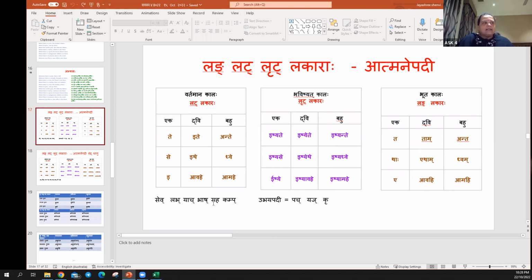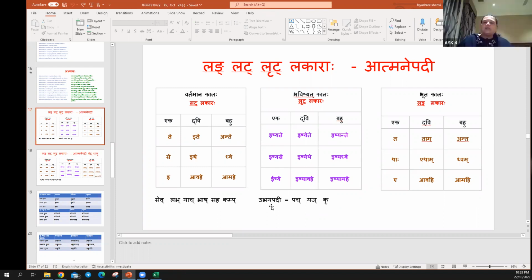See, I've written down here: sev, lab, vyach, bhash, seh, and kamp. All these are atmanepadi dhatus. But ubhayapadi dhatus is pach. You say pachati, pachataha, pachanti. Yajati, yajataha, yajanti. Karoti, kurutaha, kurvanti. But these can be done as atmanepadi dhatus as well. So both parasmaipadi and atmanepadi dhatus are called ubhayapadi. Ubhaya means both.